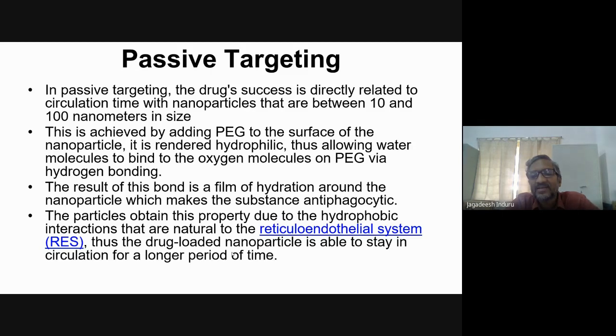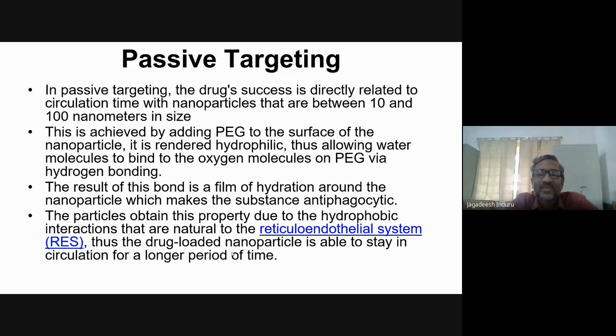So what is phagocytosis? Phagocytosis is a phenomenon where any foreign body, whether nano or macro size, enters our body. The body attacks that particle and engulfs it. Because of that engulfing mechanism, it gets removed from the circulation. It will not be retained in the circulation for a longer period of time. So in order to avoid it, what are you doing? You are making it more hydrophilic. Because of that, it has an anti-phagocytic effect, because the cell is not engulfing that nanoparticle.